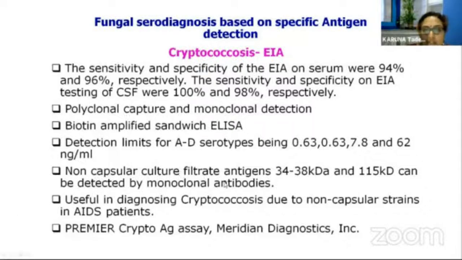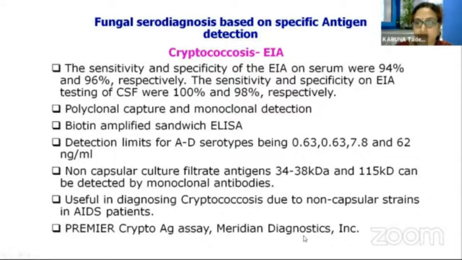And non-capsular culture filtrate, this is again very important. Non-capsular culture filtrate antigens of 34 to 38 kilodalton and 115 kilodalton can be detected by the monoclonal antibodies. It is useful in diagnosing cryptococcosis due to non-capsular strains in AIDS patients. The company providing this enzyme immunoassay was Premier Cryptococcal Antigen Assay, Meridian Diagnostics. This is the only advantage of the enzyme immunoassay: it can be helpful for detecting non-capsular strains in AIDS patients.